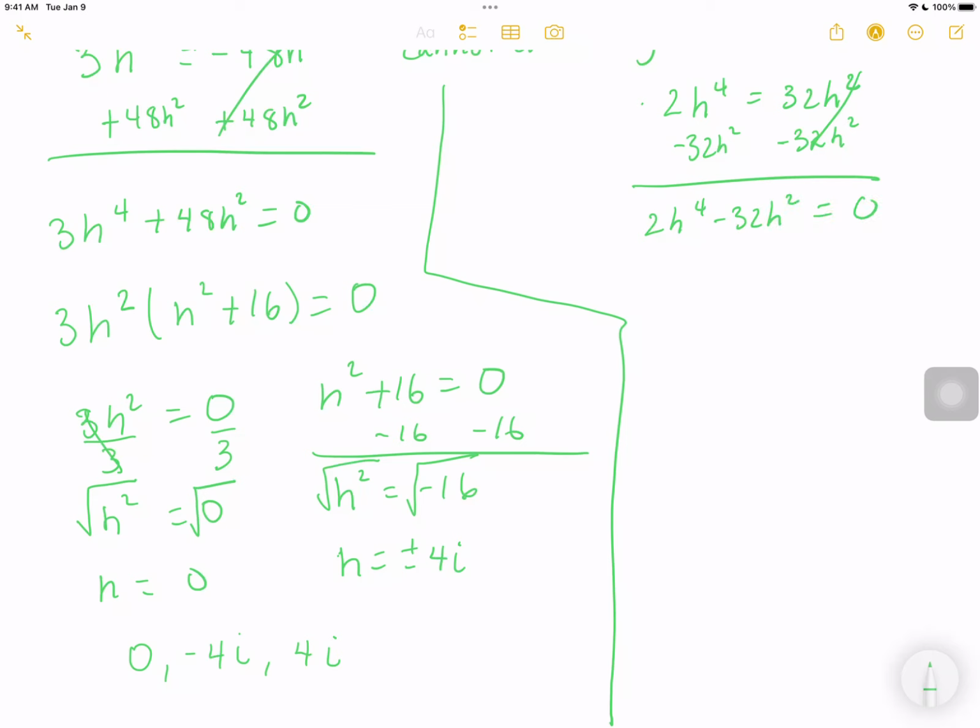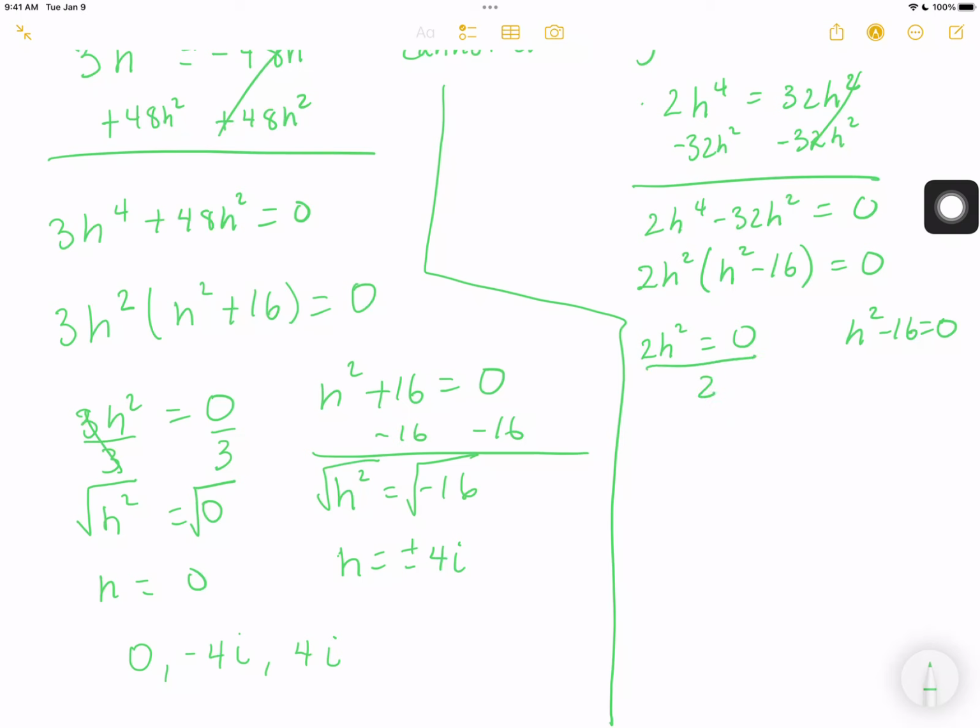And then from here, I can factor out the 2h squared. That leaves me with h to the fourth minus 16 equals 0. Wait, that leaves me with 2h squared times h squared minus 16 equals 0. And so again, by the zero product property, I can split this into two separate equations. This one right here, divide by 2, h squared equals 0. Take the square root, h equals 0.